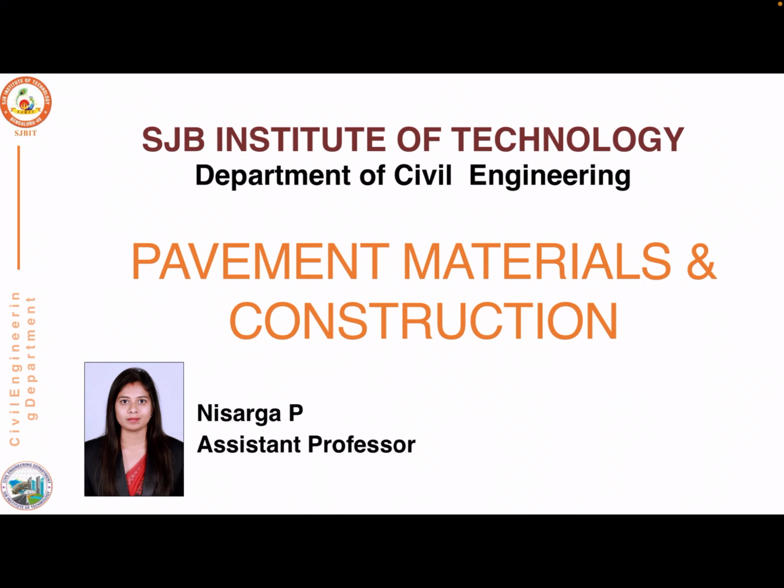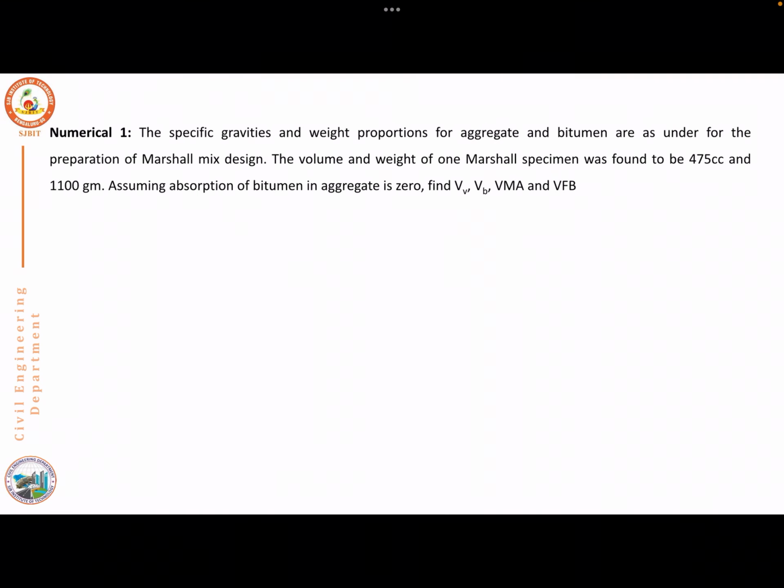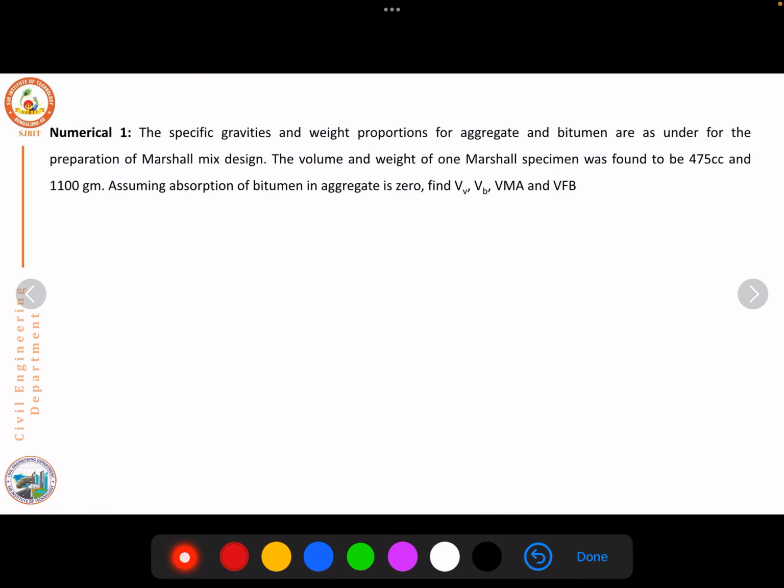Hello students, in this session let us learn how the bituminous mix design will be done using the Marshall method with the help of some numericals. It is given that the specific gravity and weight proportion of various aggregates used in the preparation of the bituminous mixes are given below. The weight and volume of the total Marshall specimen was found to be 475 cubic centimeter and the weight of the specimen is 1100 grams.